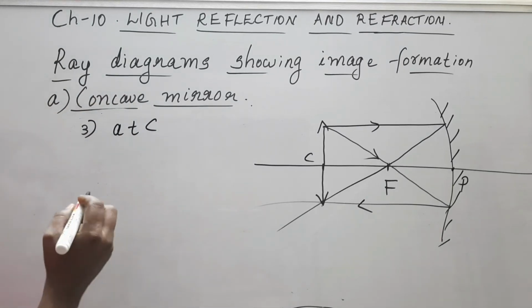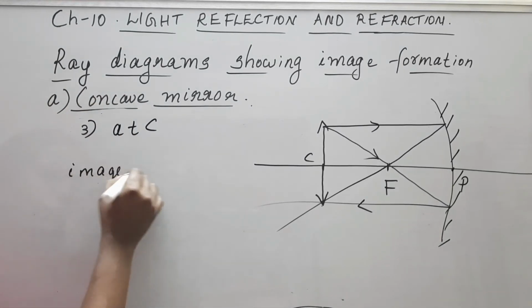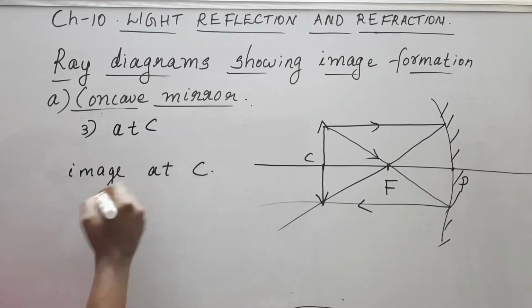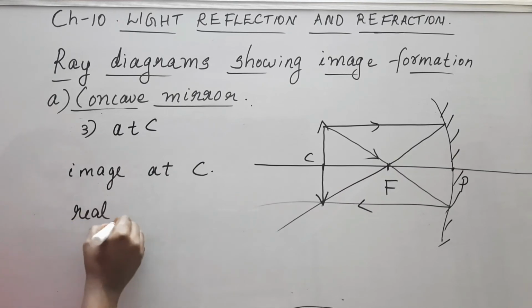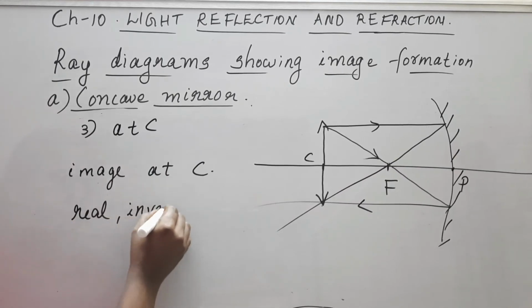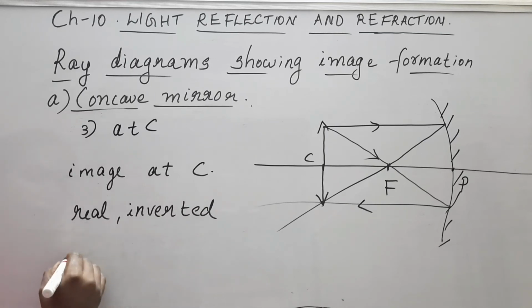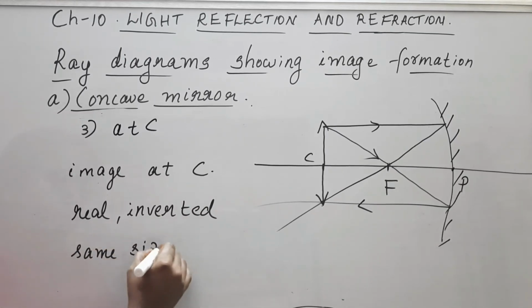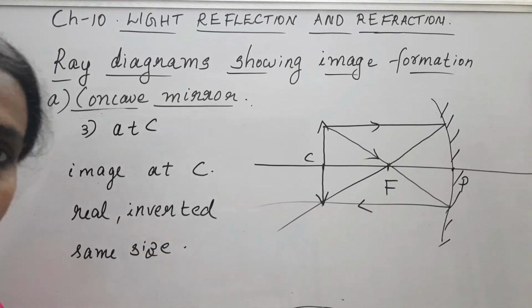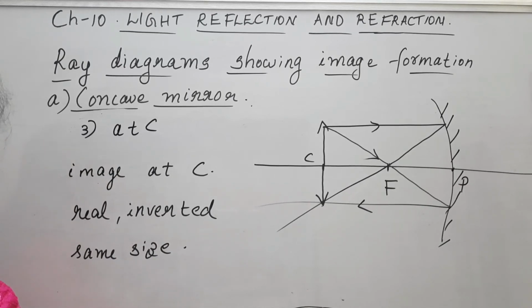So what all things we can write? The image also lies at C. When the object is at C, the image also is at C, and the image formed is real and inverted. Real and inverted image is formed, and the image is of the same size as that of the object. So these 3 points we can say about the image formed.